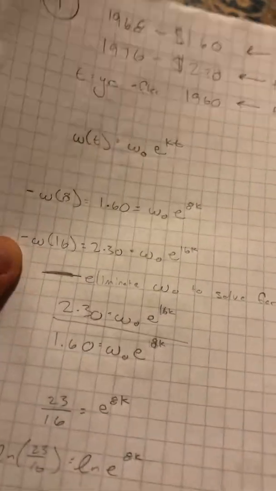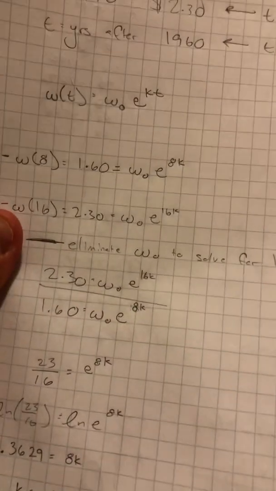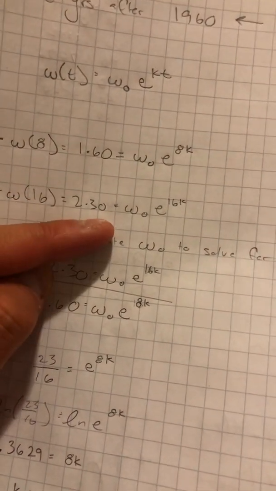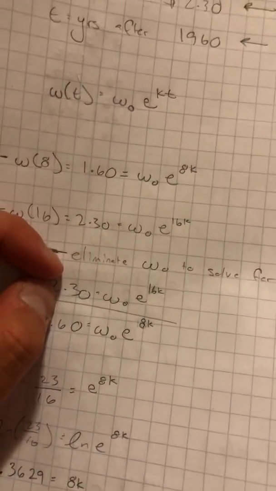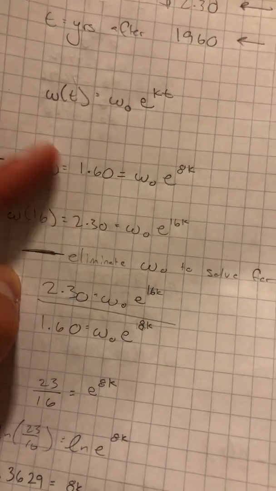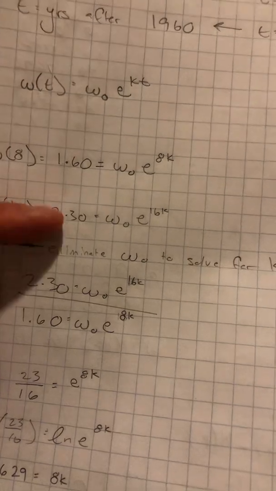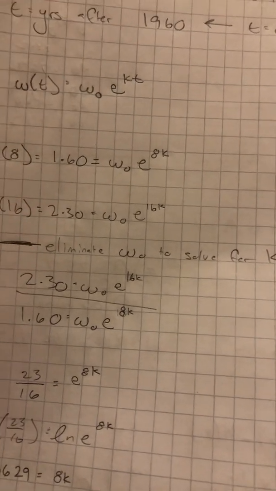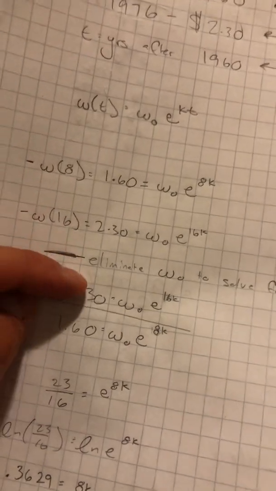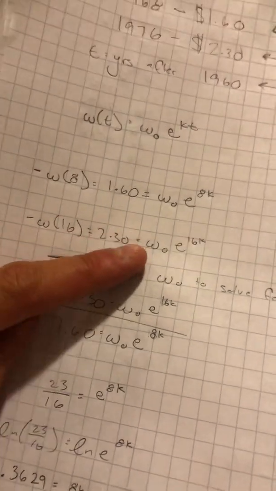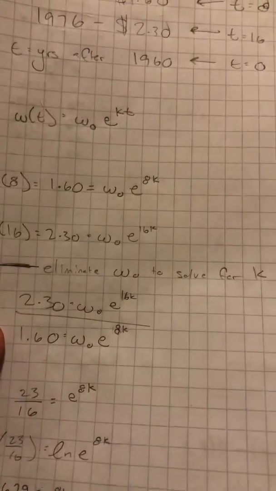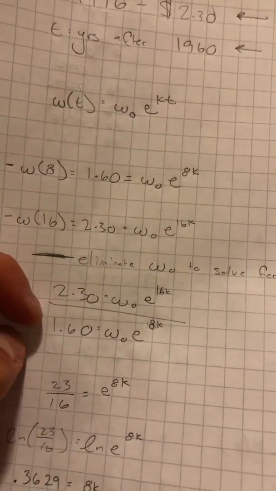And same for W of 16. The problem is that with the information here, we have two variables we need to solve for. We have W0 and k. Whenever you have two variables to solve for, and this is the only information given, you need to figure out how to eliminate one of your variables. In this case, we're eliminating the constant W0, and the way we can do that is by dividing one by the other.